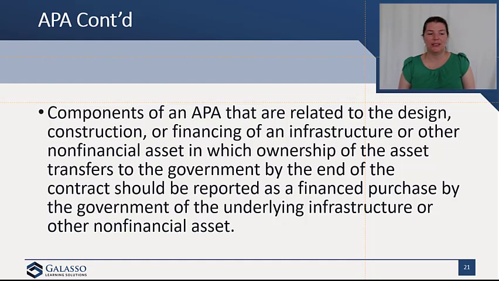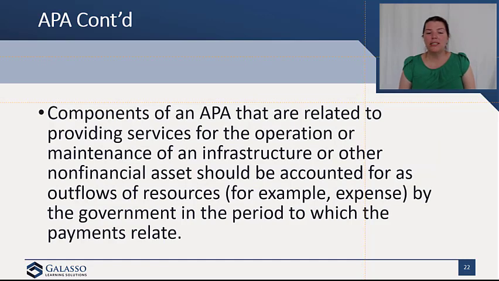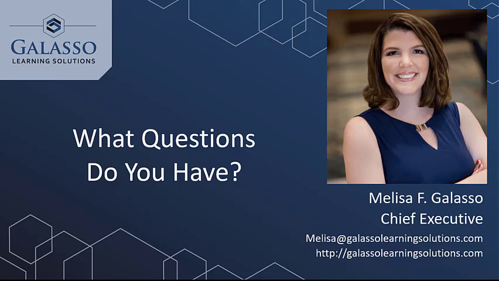So that's the exclusion in GASB 87. And then the components that are related to providing services for the operation or maintenance are going to be just expenses, outflows of resources in the government in the periods to which the payments relate. So that's going to cover the more service-oriented element here. I know that's a lot longer than we normally do for a blog today, but there's so much in here, and I wanted you guys to be aware because we do really see changes to current Statement 60, fill in the gaps, and apply a lot of GASB 87 accounting here.